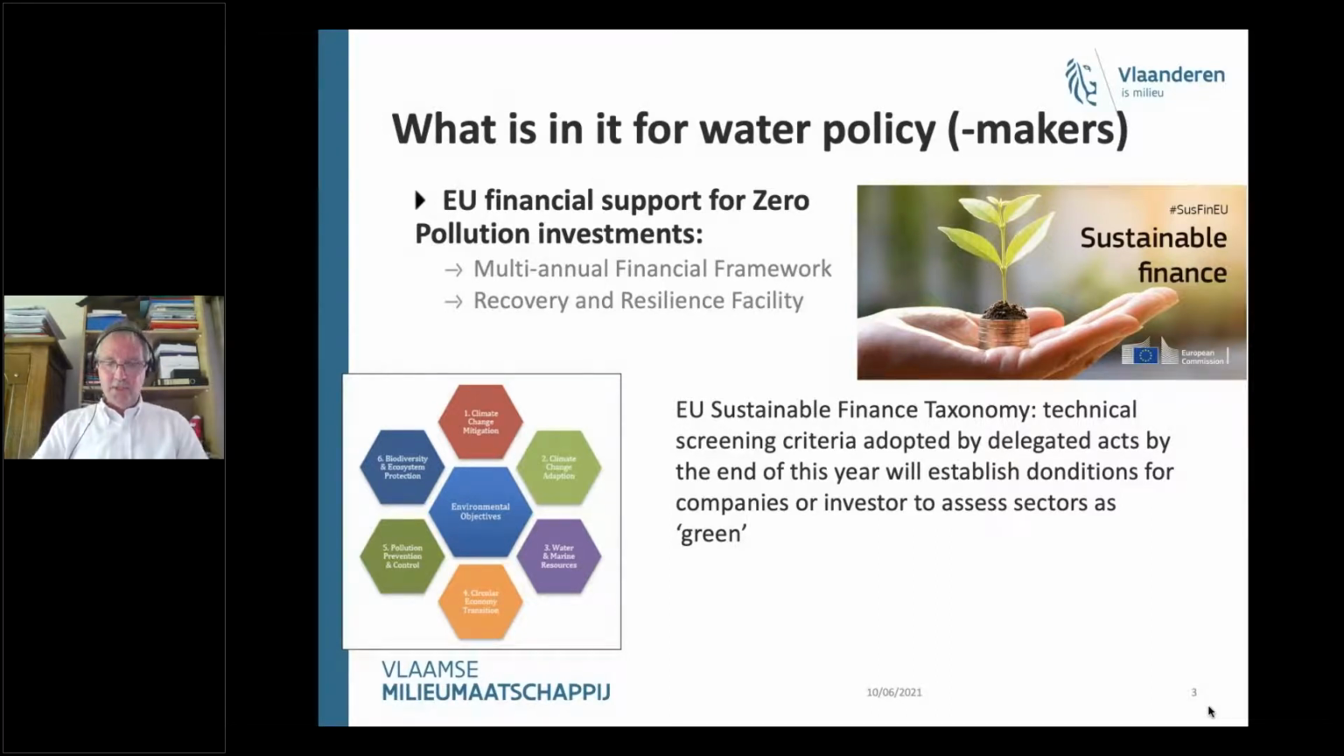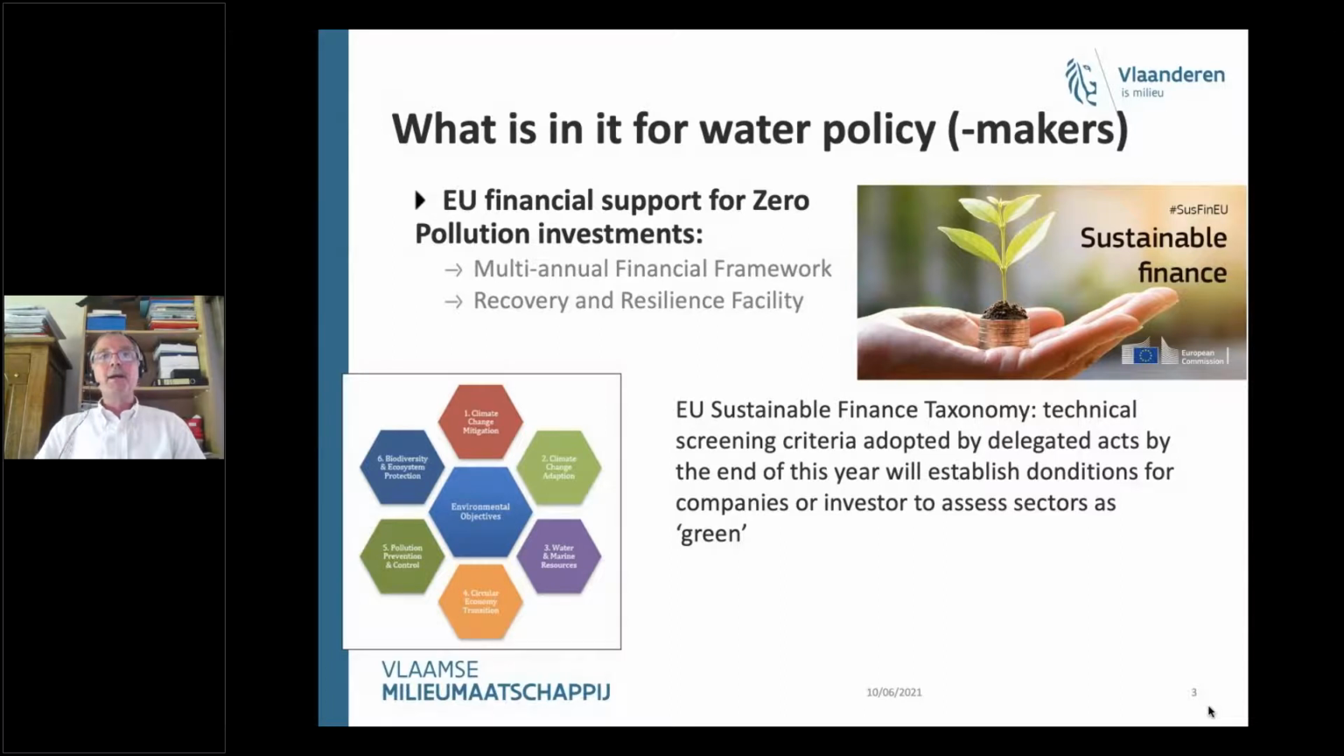There is more room still in the cohesion action plans. However, I'm not aware of the latest developments on how the ERDF funds are used, for example, in Flanders, and which room there is in reality to implement, for example, measures of the zero pollution plan in these frameworks.